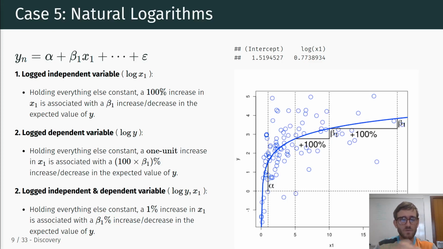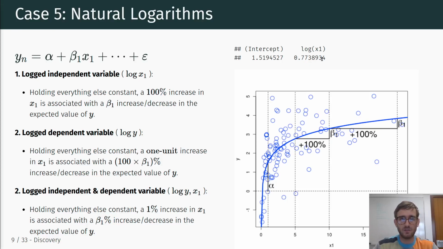And so to understand why that means that the marginal effect is changing across values of x, I again simulated some data, and we have here a model with a continuous dependent variable y and just one independent variable which was logged. So log x1, the coefficient here is 0.77, right? So again, this is a regular scaled continuous dependent variable and a logged independent variable. So this 0.77 can be interpreted as the change in y on the original scale that is associated with a 100% increase in x1, right?